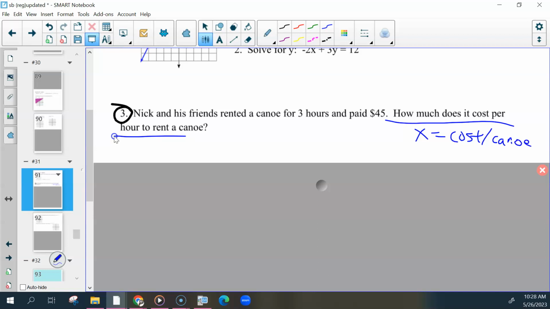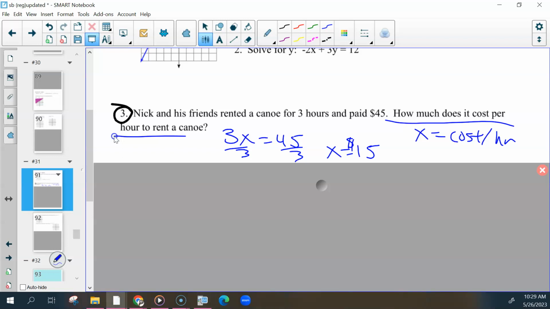So cost per canoe. We know that he rented it for 3 hours, so the hours, okay, this is cost per hour. The hours and the cost are going to go together, so 3 and X, and we know the total was 45. So that would be your equation, 3X equals 45, divide both sides by 3. So that means it would cost $15 per hour to rent a canoe.